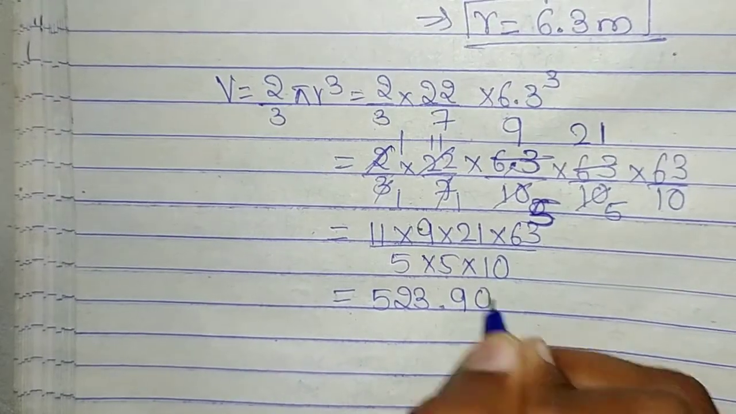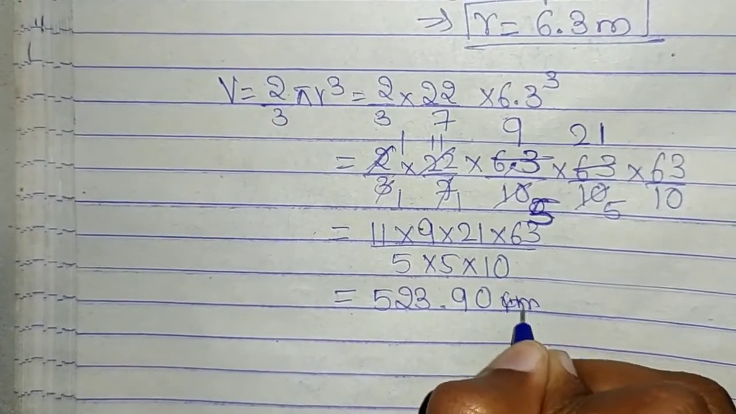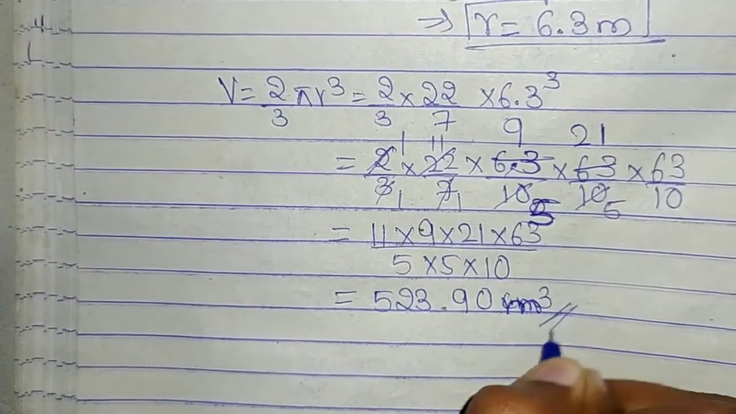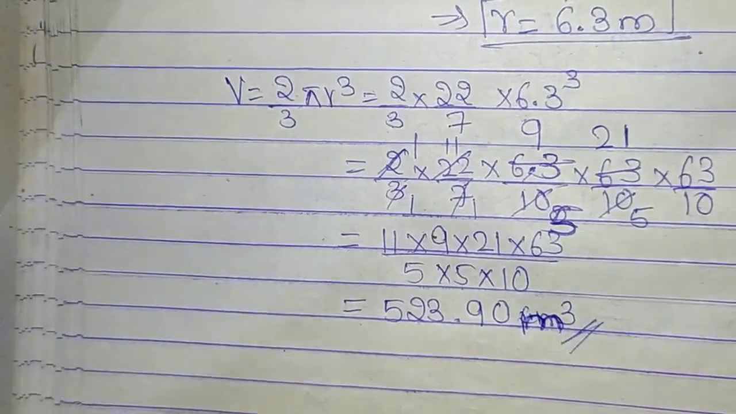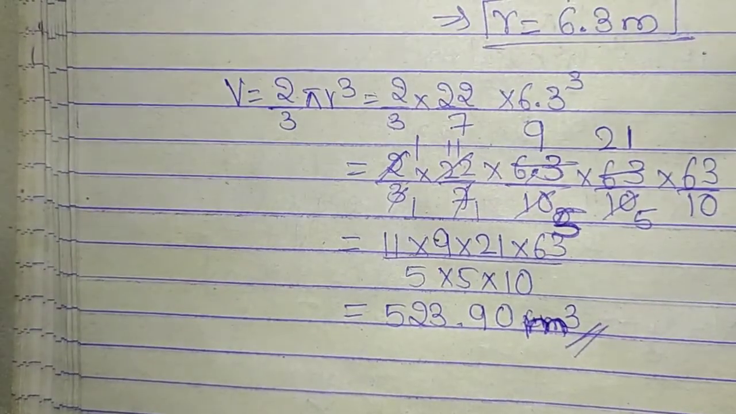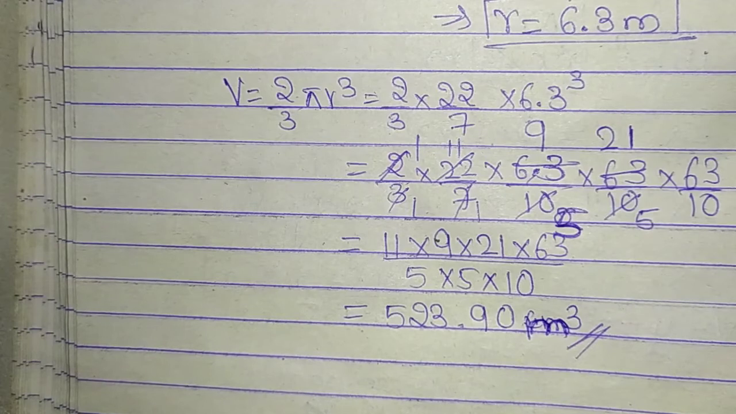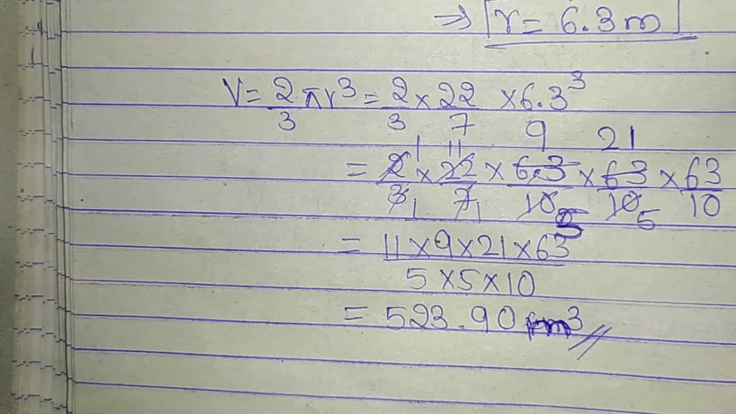523.90 meter cube. So 523.9 meter cube of air can be held inside the hemispherical dome.